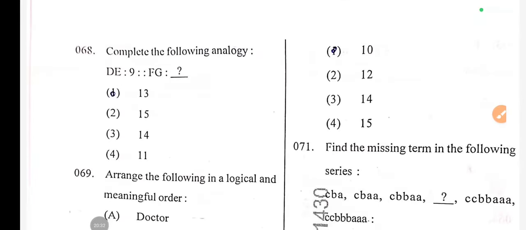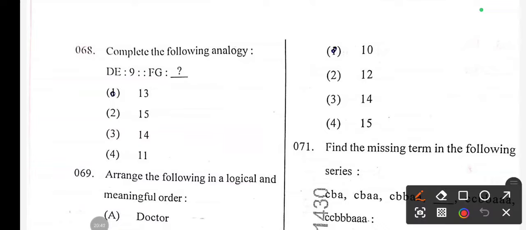Question number 68. Complete the following analogy. DE is related to 9 in the same way FG is related to. Answer option A, 13.